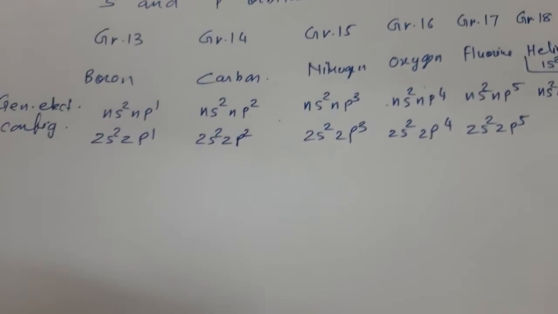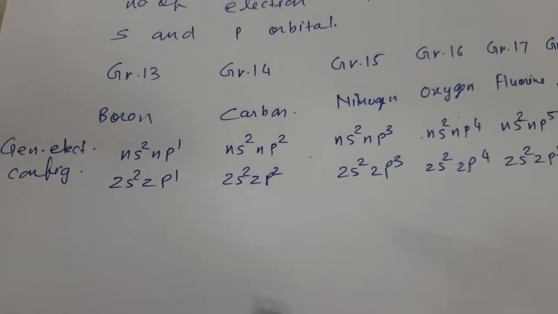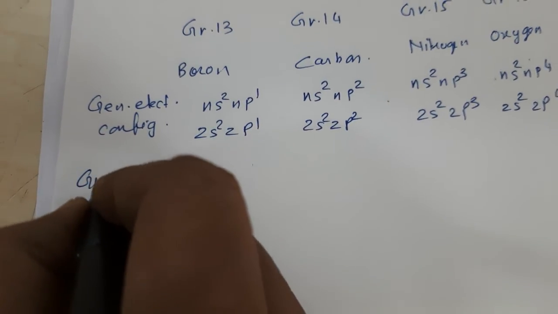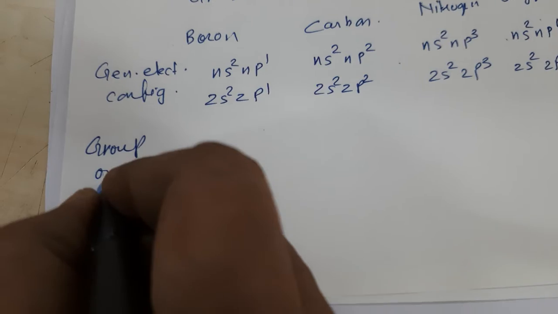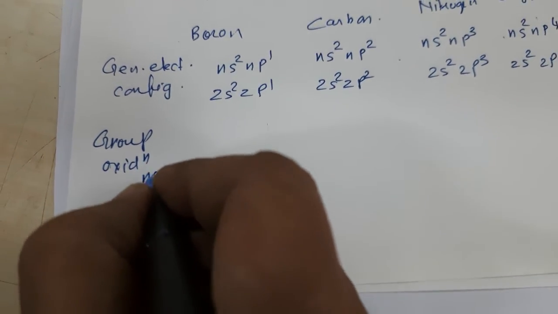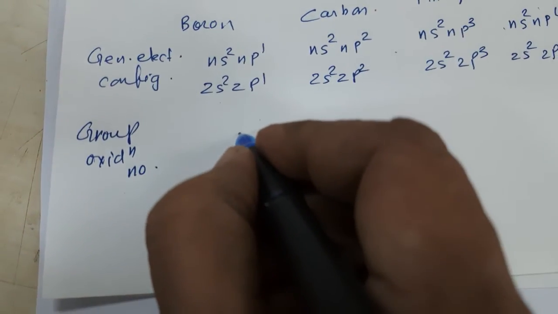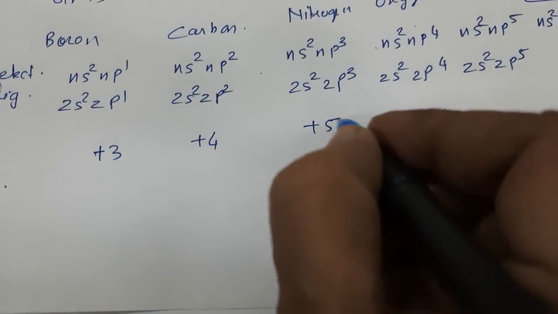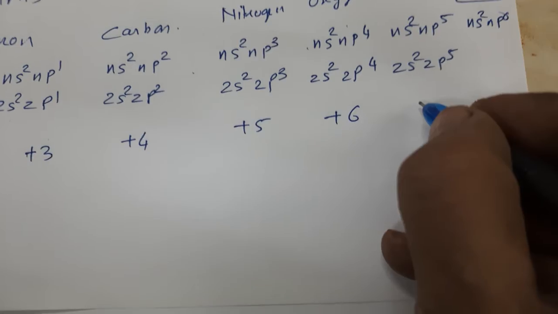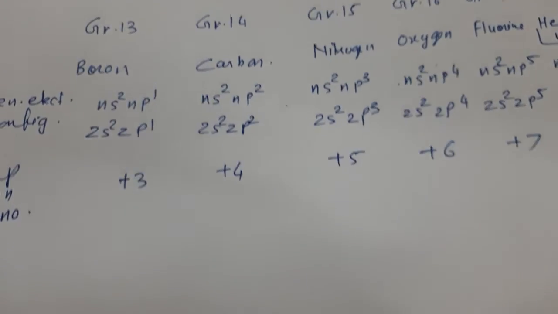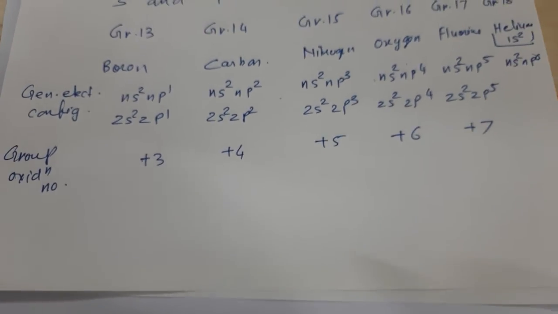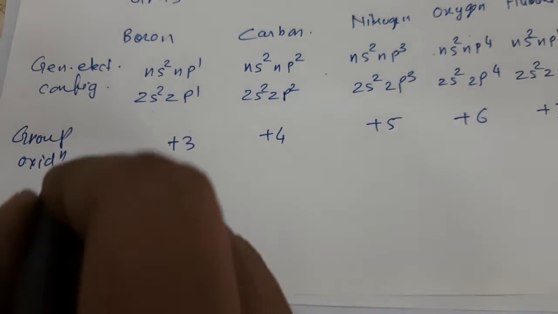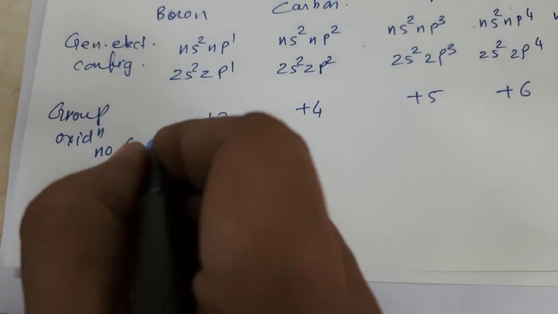So now group oxidation number. S and P both you add, and that will be its group oxidation number. So it is 2 plus 1 is 3, here 2 plus 2 is 4, here 5, here 6, here 7. So these are the group oxidation numbers. After this, other oxidation states we have to find. Oxidation number or state, same thing.